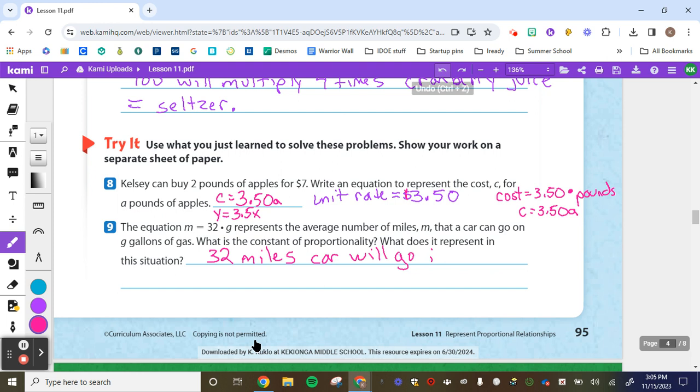So how can we say that? That a car will go, say, using 1 gallon of gas. So I would take 32 times how many gallons of gas we put in the car, and that will say how far the car will go. So if I had 100 gallons of gas, I would do 32 times 100 to get that it will go 3,200 miles. So the 32 is how many miles it will go in 1 gallon of gas.